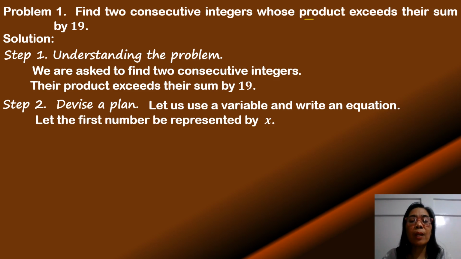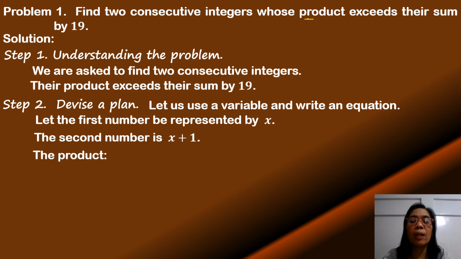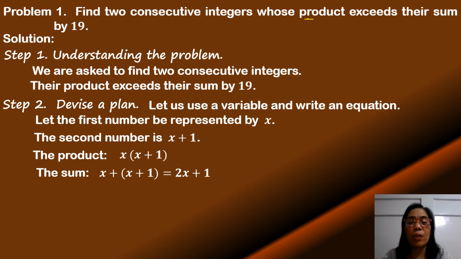So if we are going to let the first number be represented by x, then the second number is x plus 1. There is also a mention about their product. So if the first number is x and the second number is x plus 1, then their product is represented by x times x plus 1. There is also a mention about their sum. And so their sum is represented by x plus x plus 1, or we can simplify this as 2x plus 1.